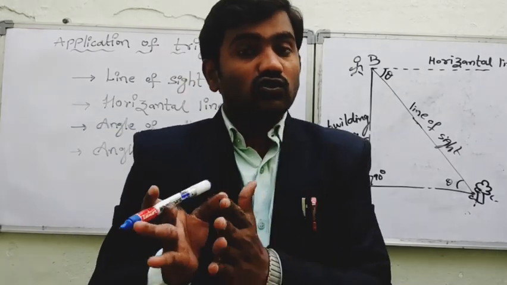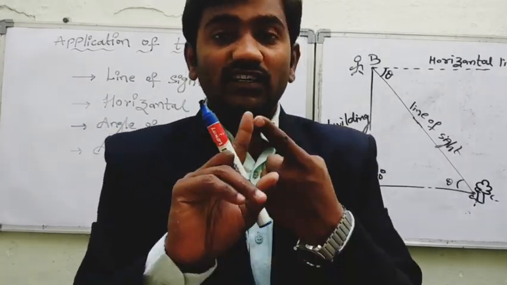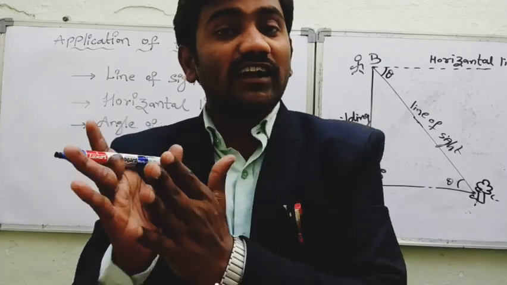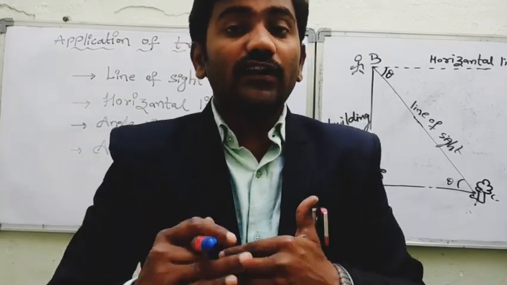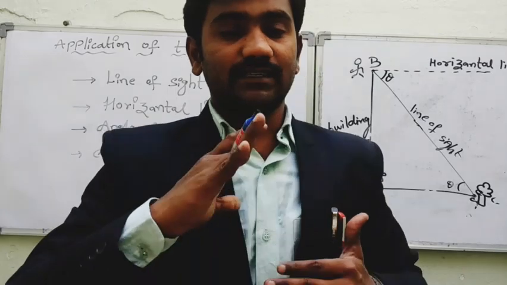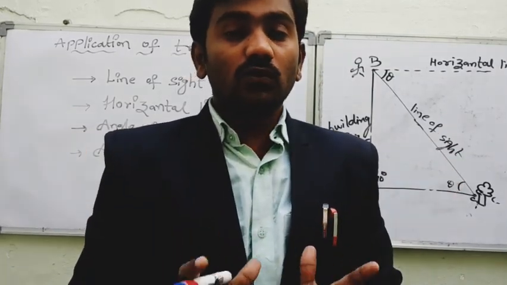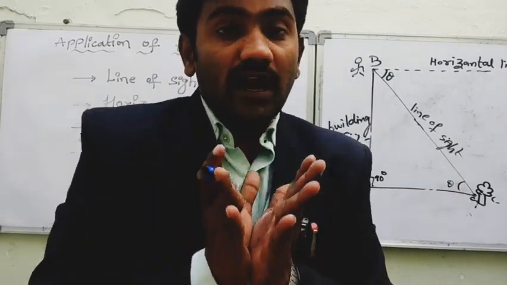That means in the application of trigonometry, if you know one side and one corresponding angle, we can find out the remaining corresponding sides and angles. It may be heights or whatever. So the main thing we need to remember again.